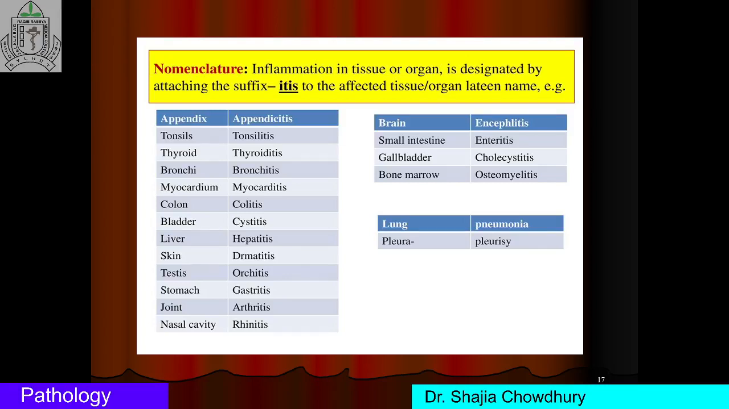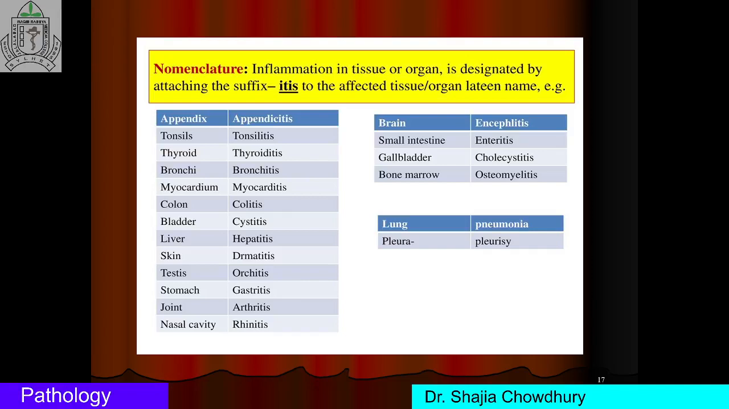Inflammation of the liver means hepatitis. Inflammation of the skin means dermatitis. Inflammation of the testes means orchitis. Inflammation of the breast means mastitis. Inflammation of the ovary means oophoritis. Inflammation of the stomach means gastritis. Inflammation of the joint is arthritis. Inflammation of the nasal cavity is rhinitis. And inflammation of the brain, encephalitis.